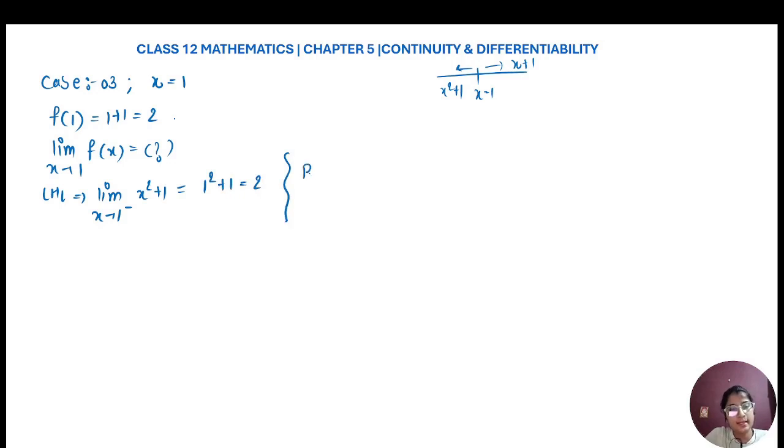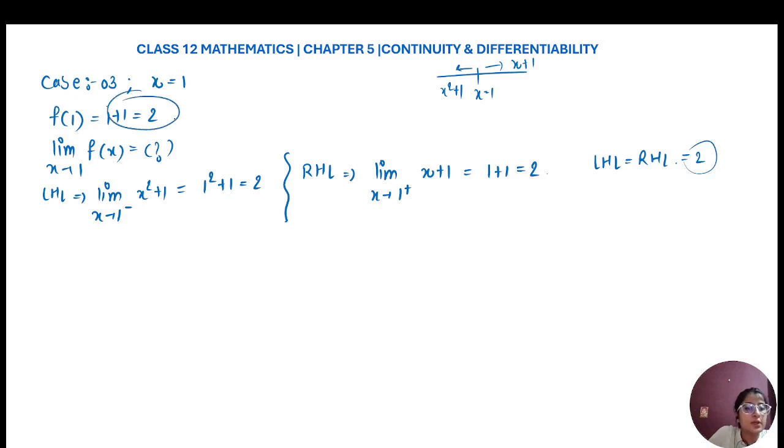Now its right hand limit. The right hand limit will be the limit as x tends to 1 plus. Here our function is defined as x plus 1. So this will be 1 plus 1, which is nothing but 2. So what you get is that your left hand limit is equal to your right hand limit, and this is nothing but 2, and this is equal to our function value. So your limit value is equal to our function value.